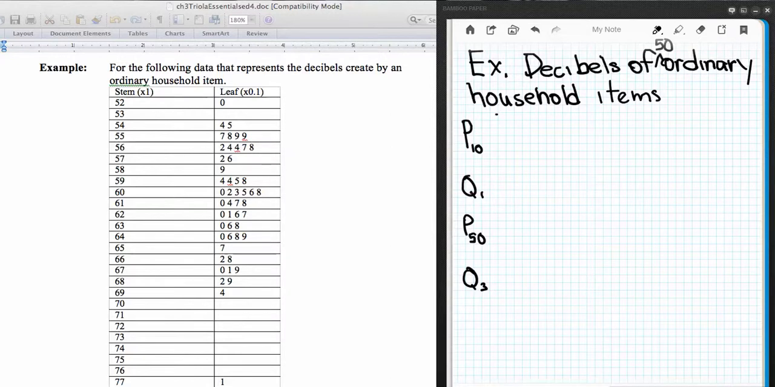So what I want you to do is use the indicator function to find the 10th percentile, the first quartile, the 50th percentile, and the third quartile. I would also like you to give me a secondary name for the 50th percentile. And if you can, challenge yourself and go ahead and give a third name for the 50th percentile. So why don't you go ahead and pause the video right now and try to work through these on your own, and then start the video again and see if you got it right.